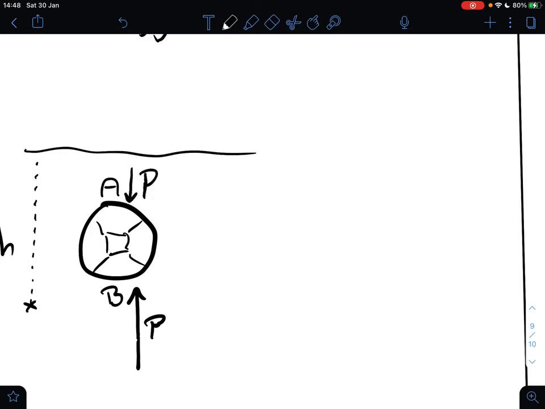And what that's going to do is give us a resultant pressure, and that's going to result in a resultant force. And we call that the upthrust.